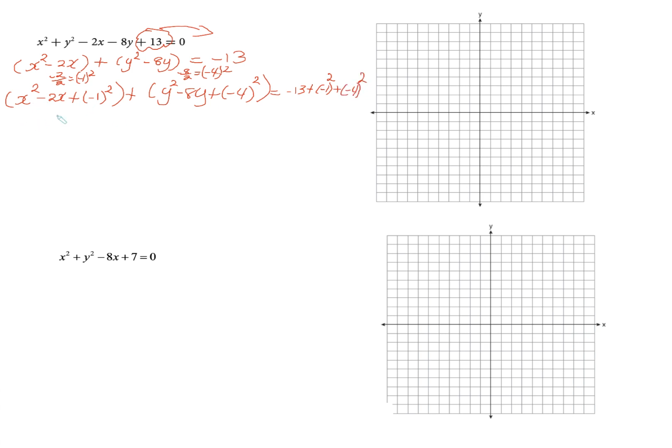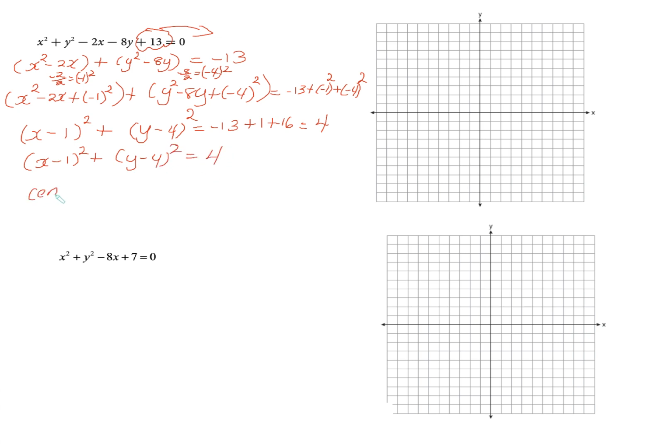Now when we factor this, it's an easy factor. You take an x, you take a negative 1, and you square. Plus, you have your y, your negative 4, and your all squared. And then over here, you have negative 13 plus 1 plus 16, and that gives you a value of 4. So your standard equation is x minus 1 all squared plus y minus 4 all squared equals 4.